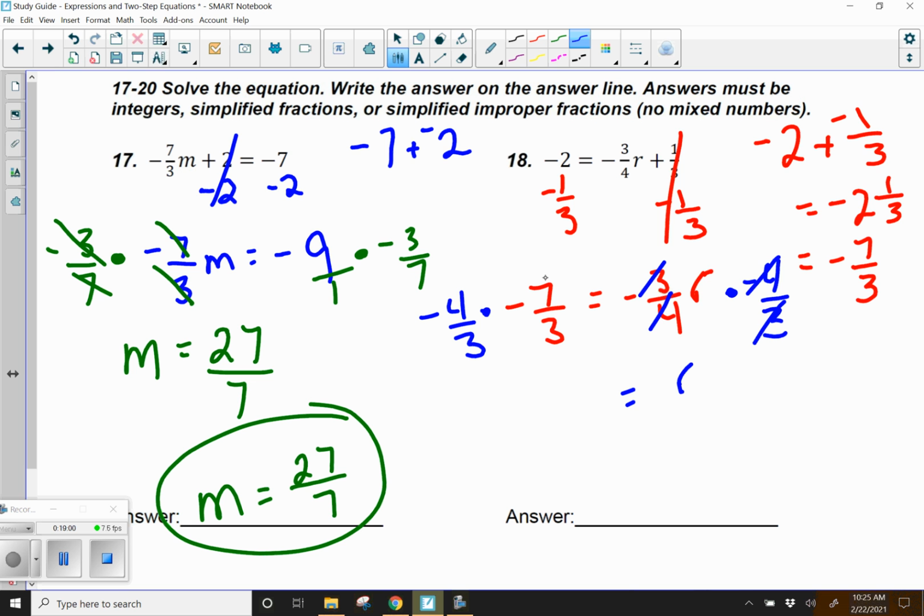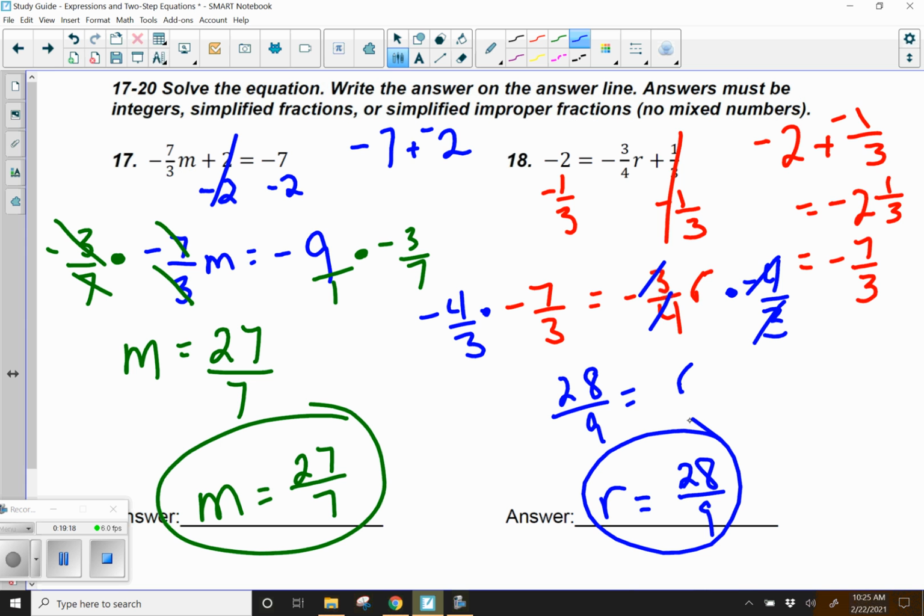And then again, we can't do any cross simplifying here. Negative times a negative is a positive. 4 times 7 is 28, and 3 times 3 is 9. So that leaves us with our final answer of r equals 28 over 9. I cannot simplify that, so that's my final answer.